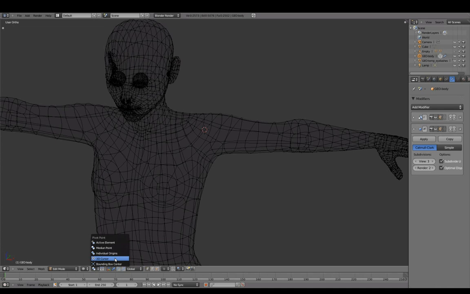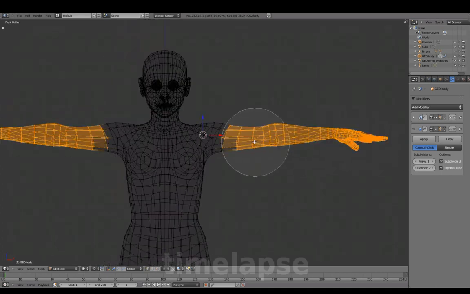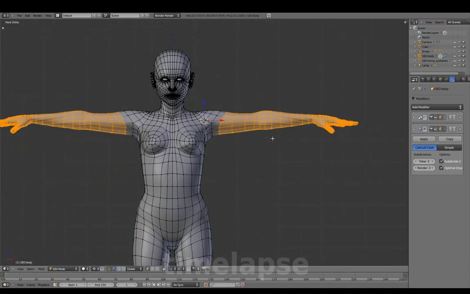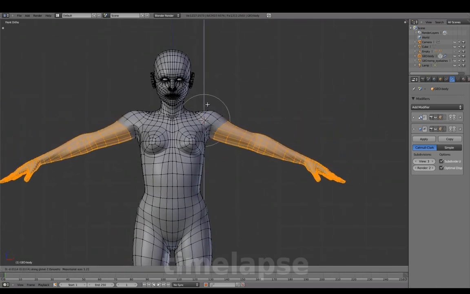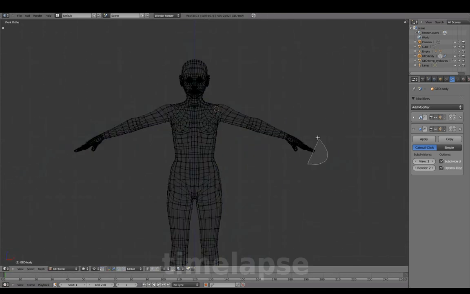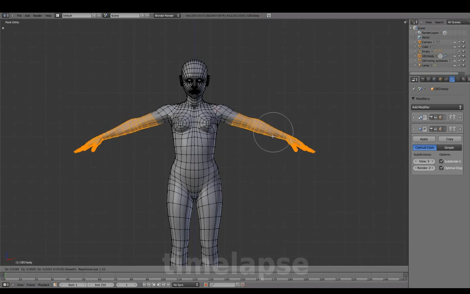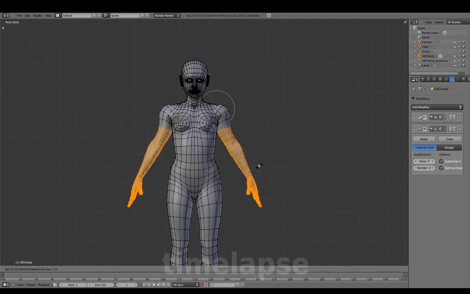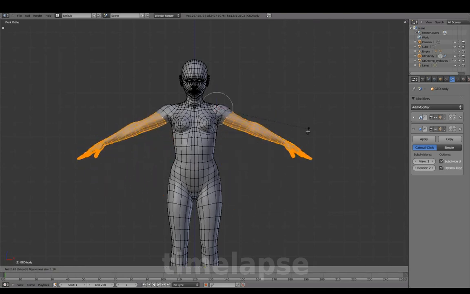The hotkeys to switch the pivot point from 3D cursor to default are period and comma on the keyboard. Adjusting the proportional influence and ensuring the torso isn't affected. Rotating the arms and also dropping them a bit, paying close attention to maintaining the arm length.